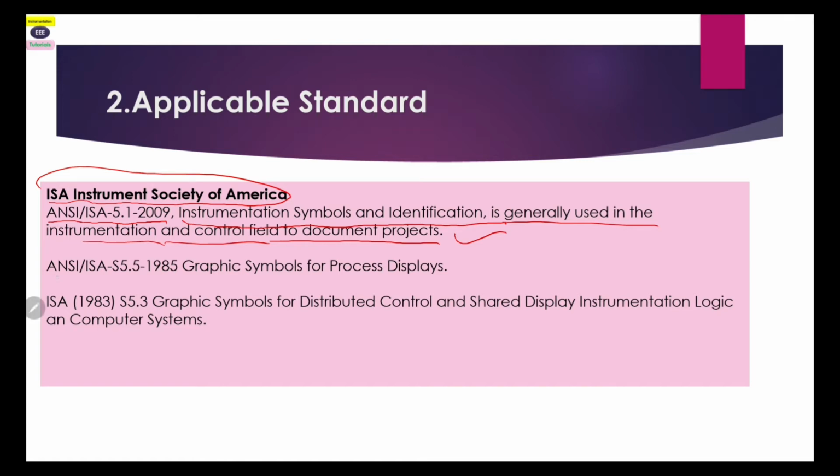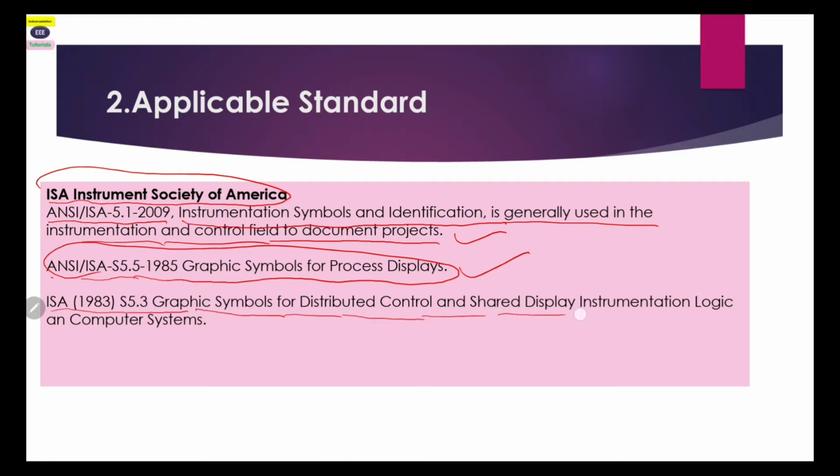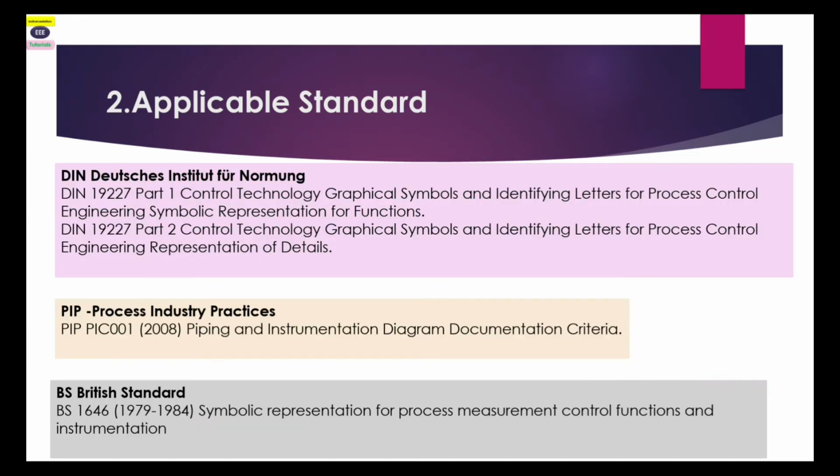And there is one also other standard ANSI ISA S 5.5 1985 graphic symbol for process display. This is also for P&ID. And another ISA 1983 S 5.3 graphic symbol for distributed control and shared display instrumentation logic on computer system. So this is also used for P&ID reading.